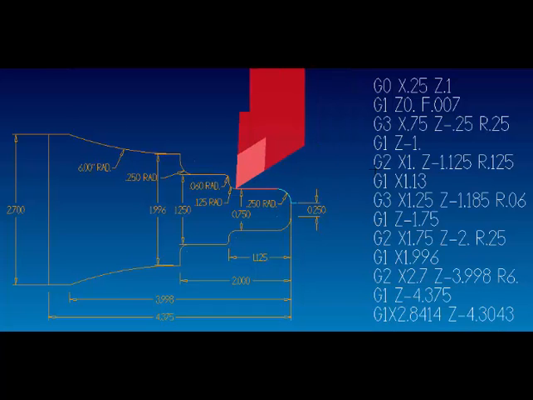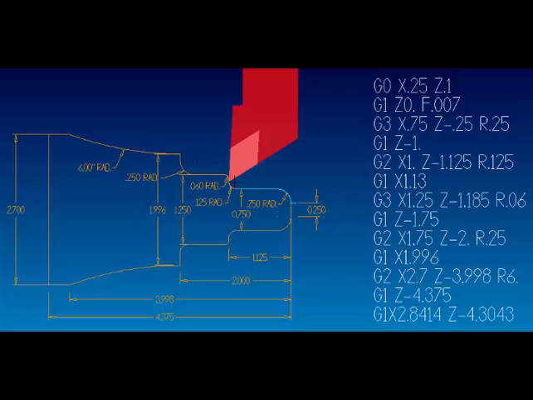Now we're starting our G2 clockwise arc, and we're starting at 750 in X. At the end point of the radius, we add 125 times 2, so 250, plus the 750. The end point will be at X 1 inch, and then we'll be at Z minus 1 inch 125, and again on a line with a G2 or G3 we have to finish it with a radius value, so that is a 125 radius. So let's complete that move, and then we're going on to the G1.